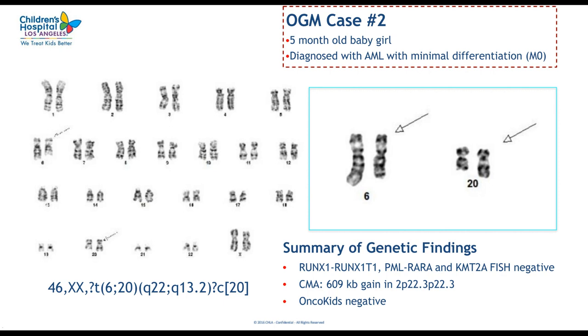Our initial karyotype analysis showed what looked to us like a possible translocation between chromosomes 6 and 20, but the banding pattern didn't quite fit, so we indicated with a question mark that we were not absolutely sure about the nature of this rearrangement. And the other unusual thing was that this was present in all the cells, and so we were not even sure whether this might be a constitutional balanced rearrangement in this patient, completely unrelated to her leukemia. And all other genetic testing that we did, including FISH and CMA and OncoKids panel testing, was essentially negative.